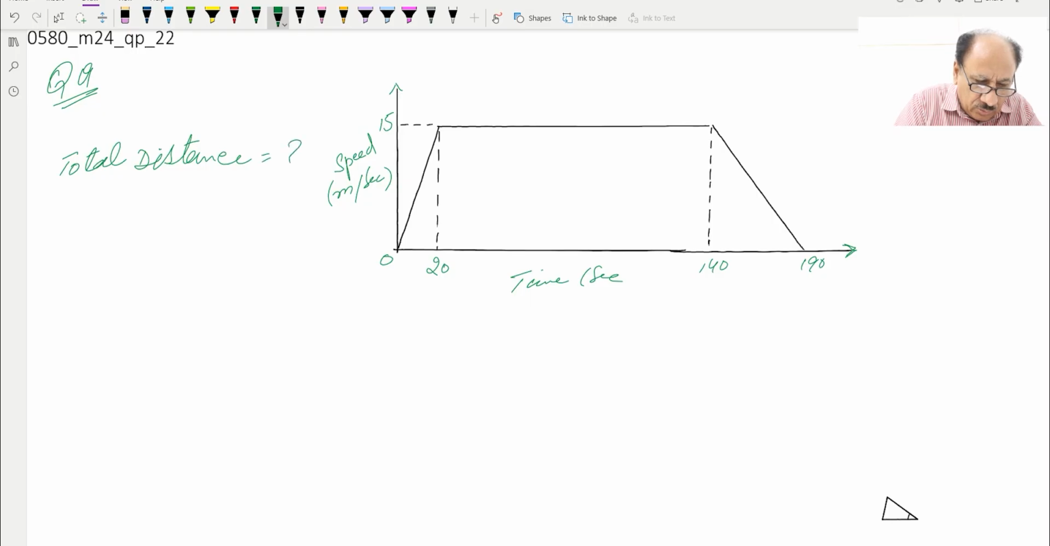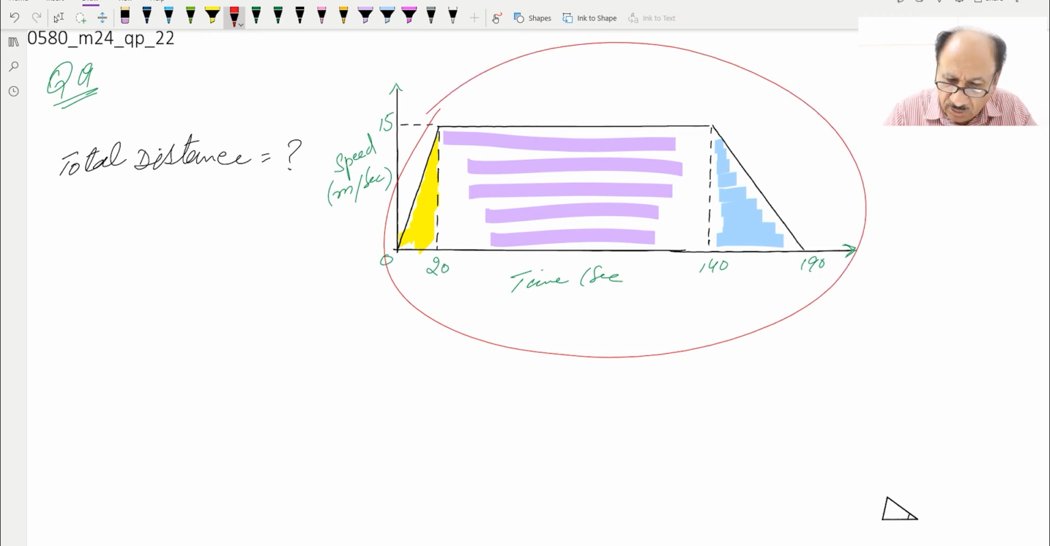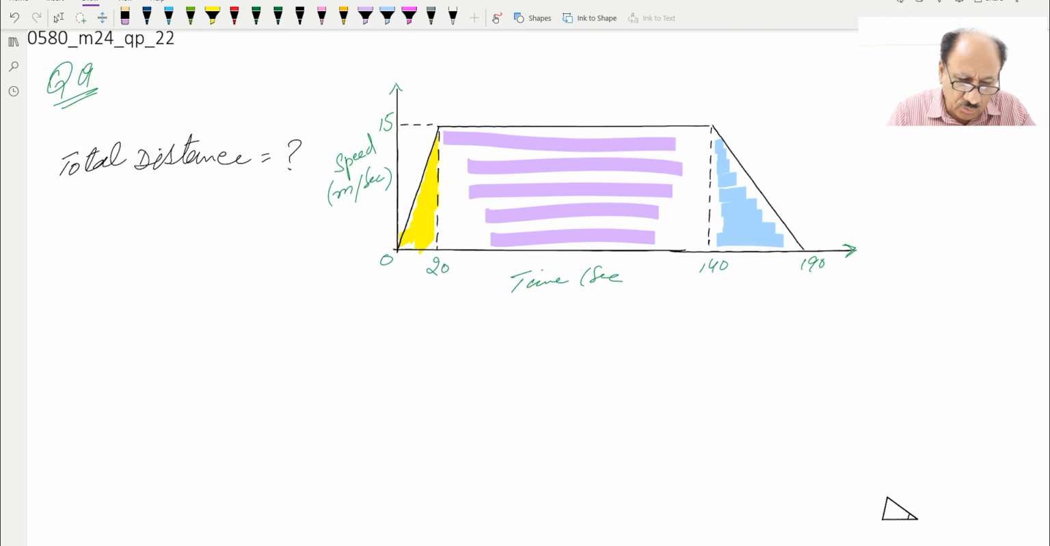We need to calculate this total distance. So how will we be calculating? We know that in a speed-time graph, the area under the graph gives us the distance, so we can find the area of this triangle first, then the area of this rectangle, and lastly the area of this triangle as well, and then add those three areas, and that will be the distance. Or the other option is we can apply the trapezium rule on this whole drawing. So whichever route is convenient to you, you can apply.